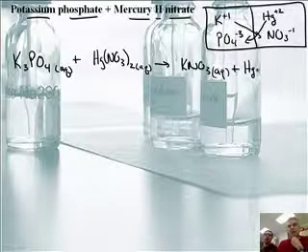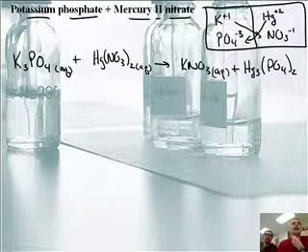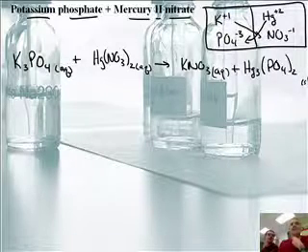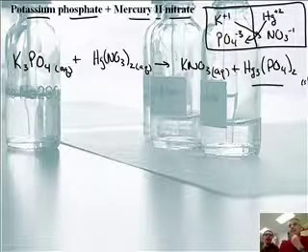So that'll be Hg3(PO4)2. All right, mercury phosphate, and that is a solid. I don't think I want to mess with mercury. No, that sounds kind of nasty.